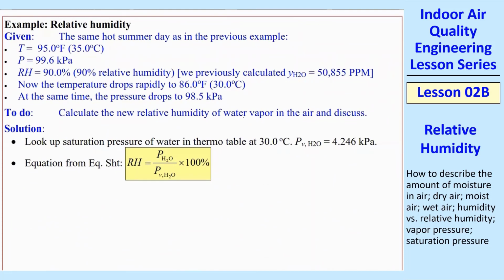Okay, let's do another quick example. The same hot summer day, so it's 95 degrees, pressure's the same, relative humidity is the same. But now something happens, and that is that the temperature suddenly drops rapidly to 86 degrees F or 30 degrees C, and the pressure also drops. So meteorologists would say a cold front has moved in. Calculate the new relative humidity of the water vapor in the air.